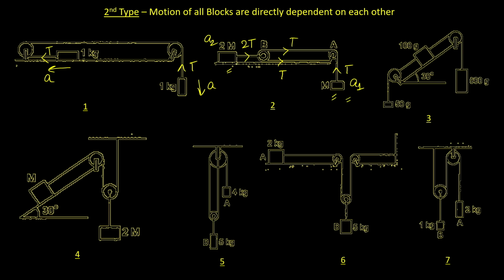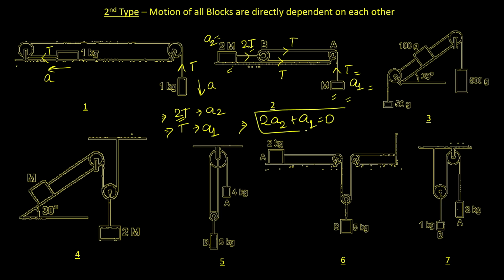For finding the relationship, you need to just write that for 2T we are having A2 acceleration, and for T we are having A1 acceleration. This T with A1, this 2T with A2. You just need to map. This is the shortcut actually. Then where 2 is involved, like 2 multiplied by 2, you just need to have that 2 over here with A2, like this. 2A2 plus A1 is equal to 0. That is the relationship between A1 and A2.